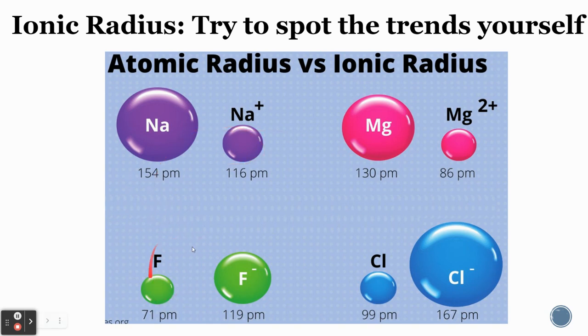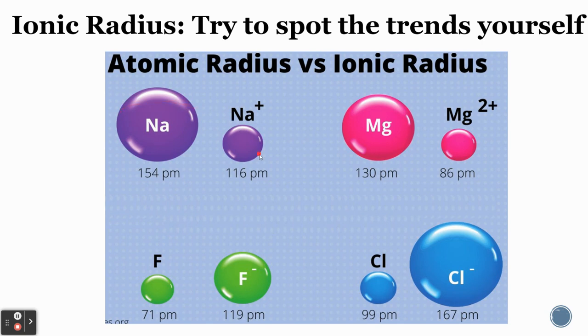Now look over here. Here we have fluorine. Here we have chlorine. These are both nonmetals. They're both forming ions. And when they form ions, look what happens to the size of nonmetals as they become ions. The nonmetal ion is larger than the nonmetal neutral atom. So chloride is larger than chlorine. Fluoride is larger than fluorine. Think about why that is. But at least we spotted the trend.